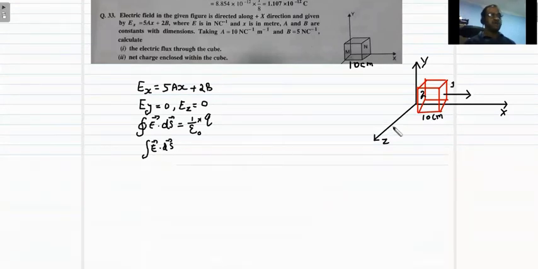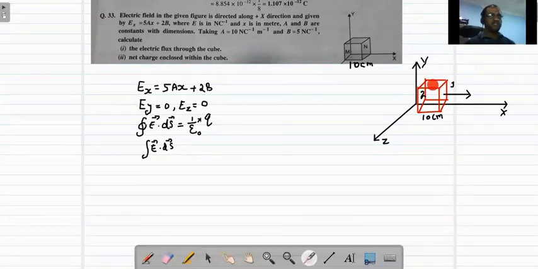When you find E dot ds for this plane surface, what will be the answer? The answer will be 0, because the angle is 90 degree. E dot ds means E ds cos theta. This normal is this way, and the field is only in x direction.